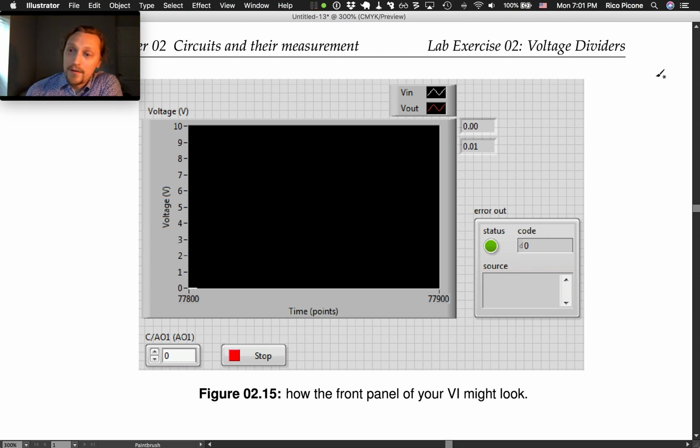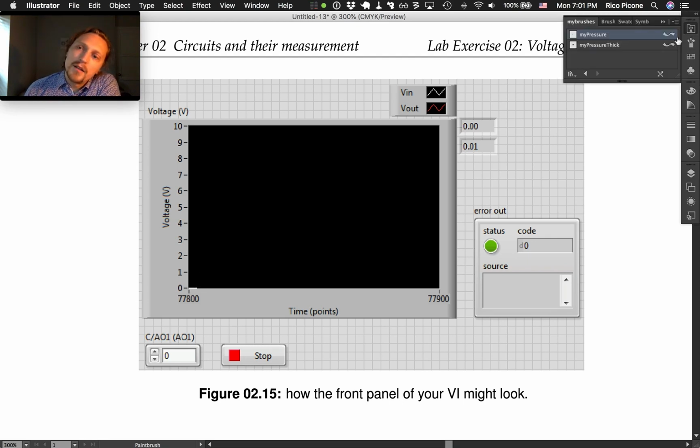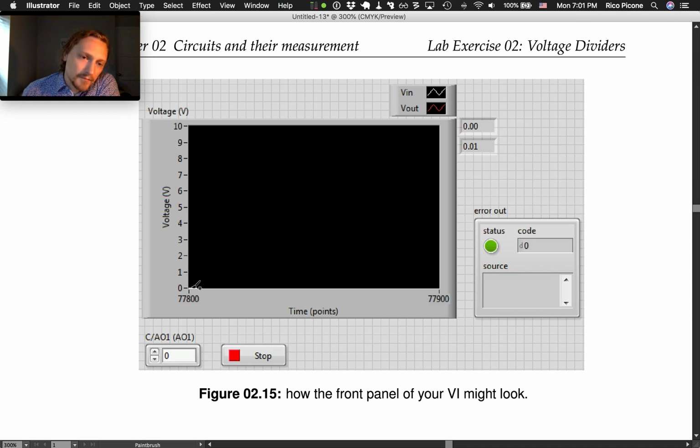It does seem on the graph. It doesn't really show up when you draw black on black though. So you'll see one trace. When you change the voltage, you'll see the input change, and then the output will also change.